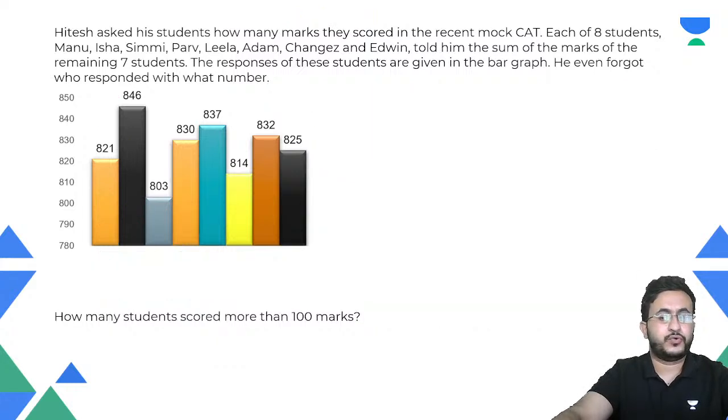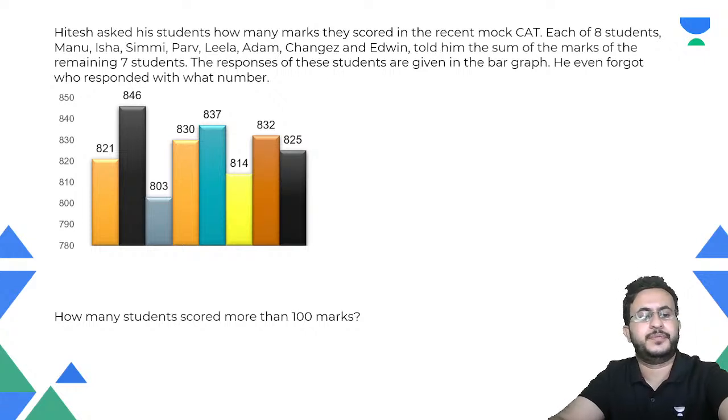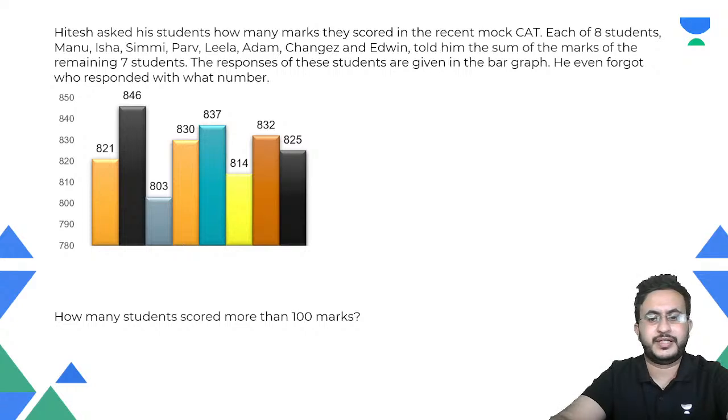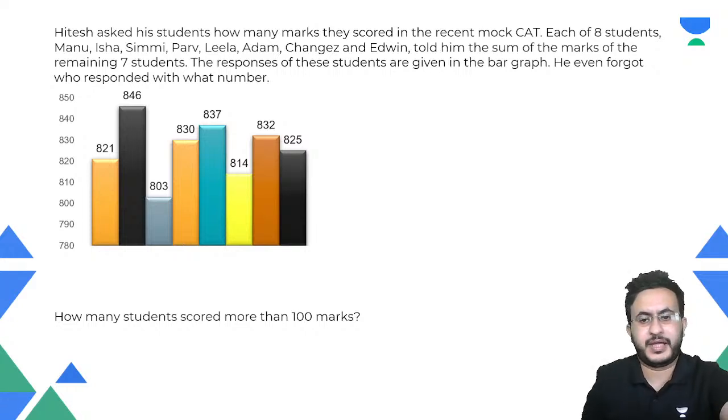How many students scored more than 100 marks? How many students scored more than 100 marks? So we now know the total, that is 944.